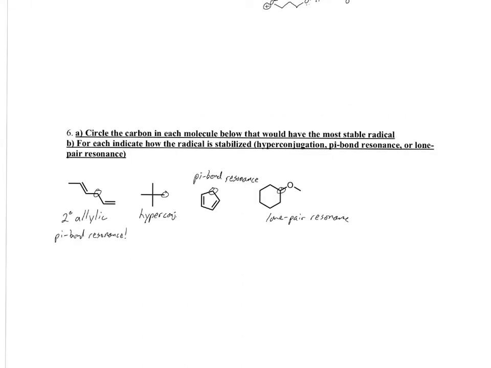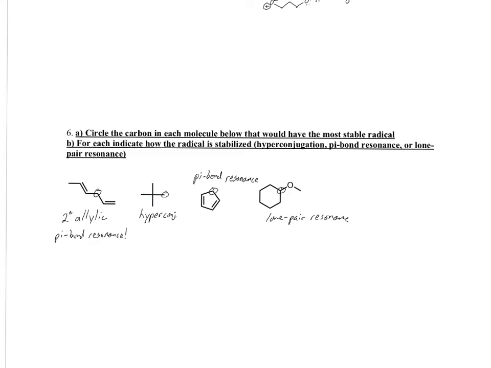Circle the carbon in each molecule below that has the most stable radical. This is another way of asking, if you had Br dot around, which C-H bond would get taken off. In this case it'd be this one, not this one, because if you had a radical here, it'd be secondary allylic versus primary allylic. Pi bond resonance. This one's tricky because people want to put the bromine there, but that carbon already has 4 bonds. So it's one of these 4 out here, they're all the same.